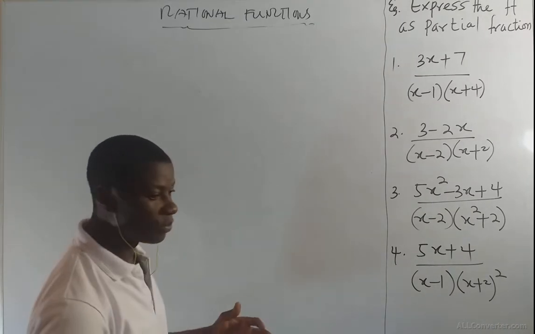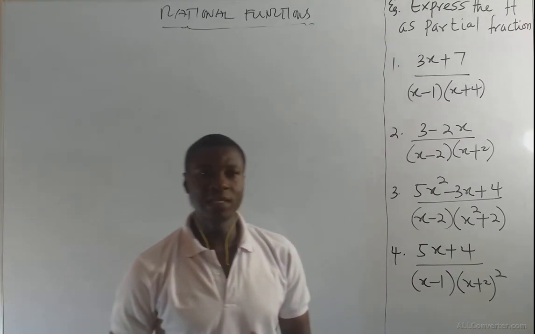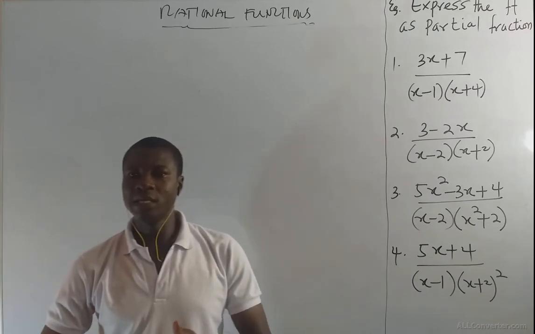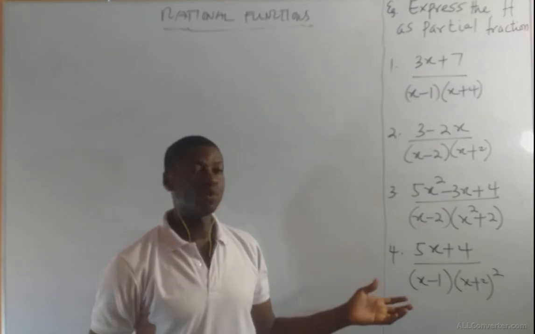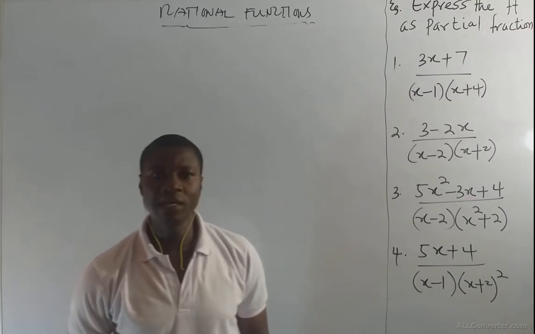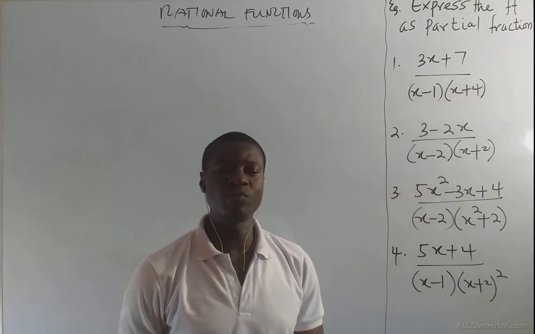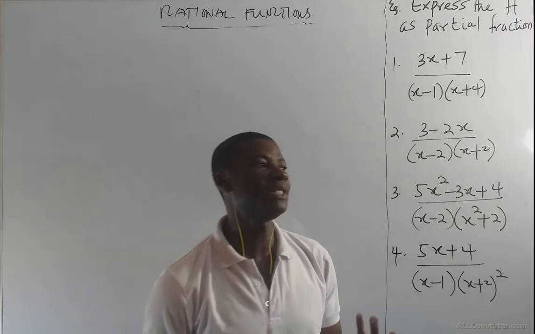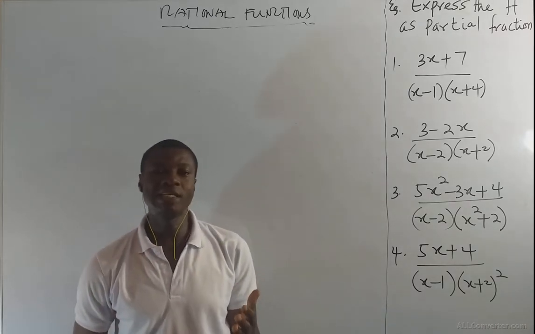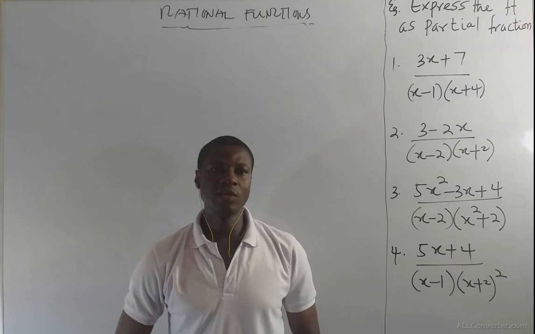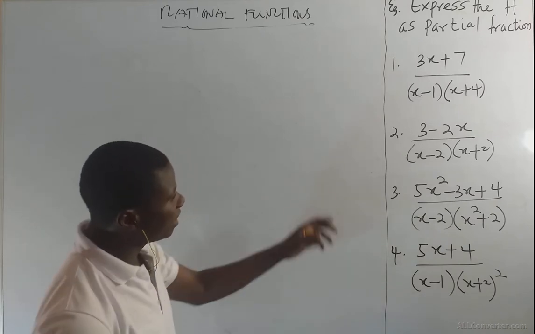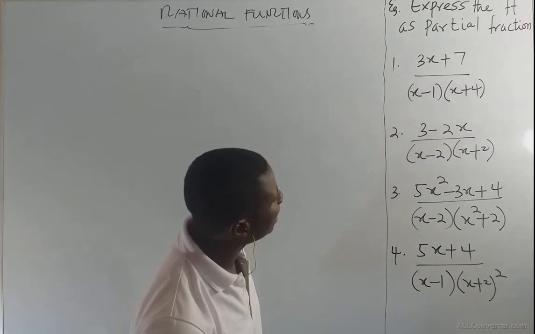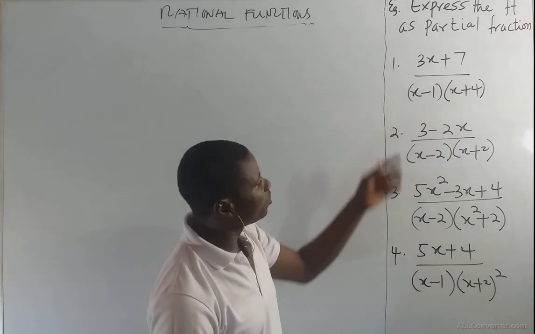We said that the denominators with a linear factor, the quadratic factor, and the repeated factor are all proper rational functions. And we also have the fourth type, and that is the improper rational functions. With the improper, we are saying that when the degree of the numerator is equal to or greater than the degree of the denominator, then it's an improper fraction. Now, these are the questions we are given to solve.